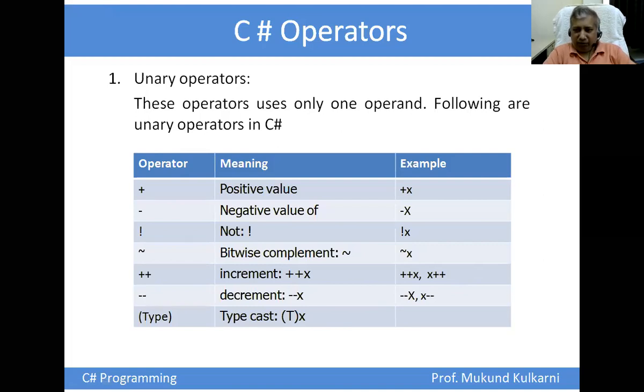But this operation also returns a value, and here is the difference between prefix and postfix. In prefix, the value of x will be increased by 1 and the new value will be returned. In postfix, the value of x will be increased by 1 and the old value will be returned. So this is the difference between prefix and postfix notation.